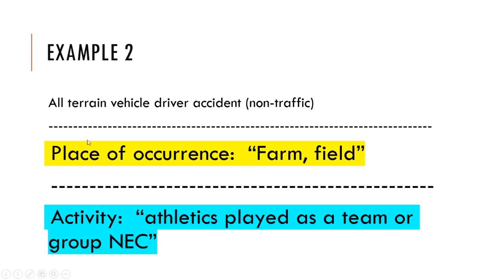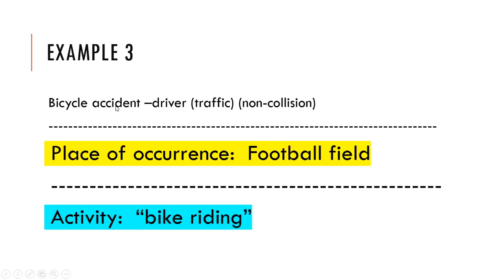Example number 2 we said was the all-terrain vehicle driver accident, non-traffic, on a farm field. What if we say this activity is athletics played as a team or group, not elsewhere classified? How would you code this activity? And number 3, with the bicycle accident of the driver that was in traffic non-collision, place of occurrence was the football field. Well, we know the activity is bike riding. How would we code activity bike riding?